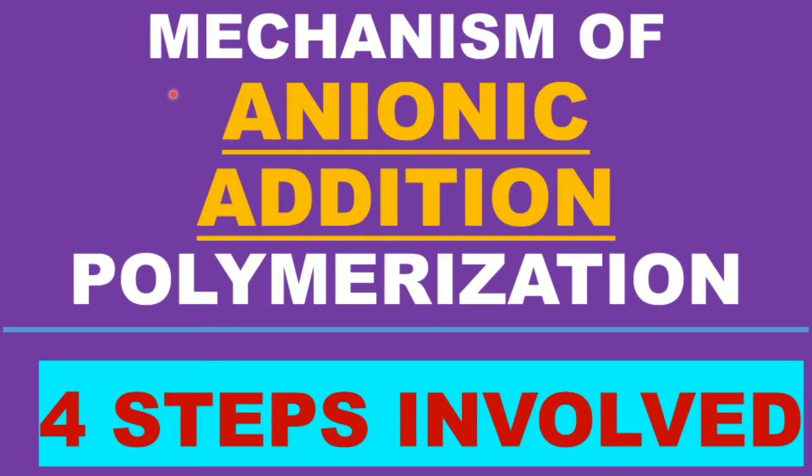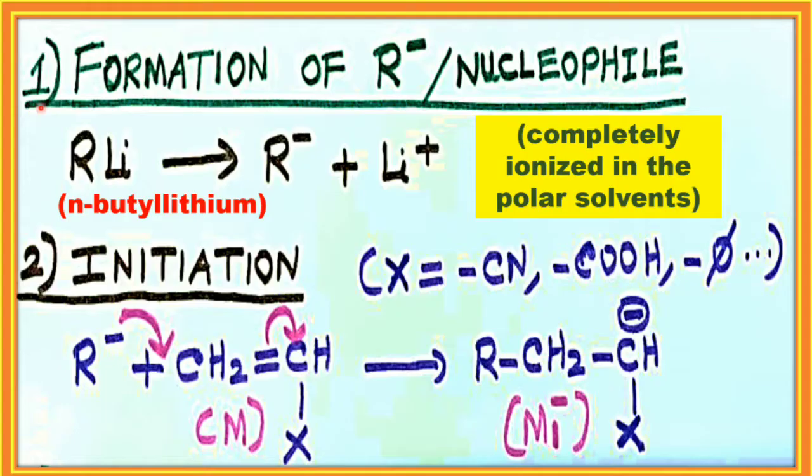Let us see the mechanism of anionic addition polymerization. There are actually 4 steps involved in this. The first step is the formation of anionic species or nucleophile, which initiates the chain initiation reaction.